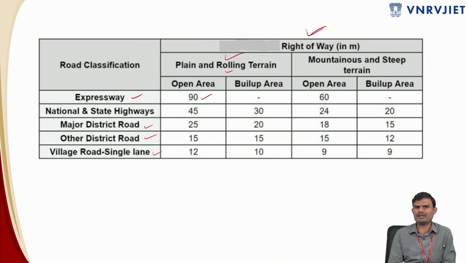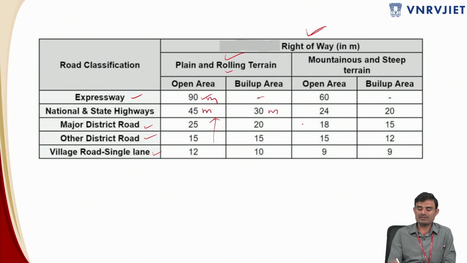If the area is open, where you don't have any built up area, or it is somewhere outside the cities, you need a width of 90 meters. And if it is a built up area, there is no particular value over here. Similarly, for national highway and state highway, you are going to have 45 meters. All these values are in meters. But in built up areas, you are going to have 30 meters.